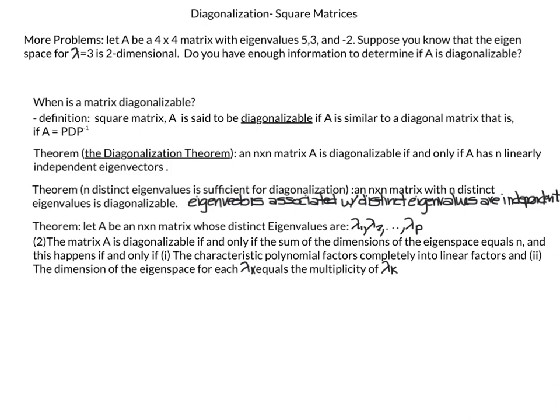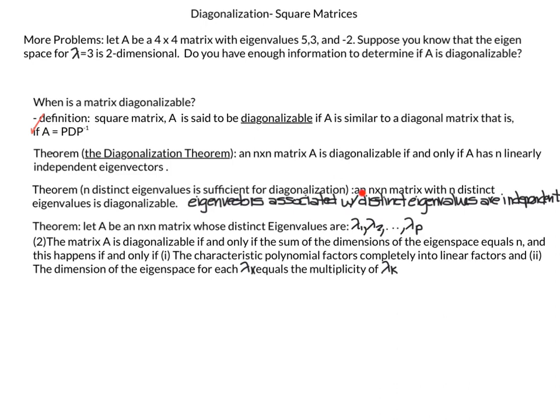Looking through our theorems, of course, first we have the definition. So we'll just check that off because we aren't given P or D. Second, this says if we have an n by n matrix A, so here n is equal to 4, it's diagonalizable if and only if it has n linearly independent eigenvectors. So looking at this, we don't know this yet. So we can't quite use this.